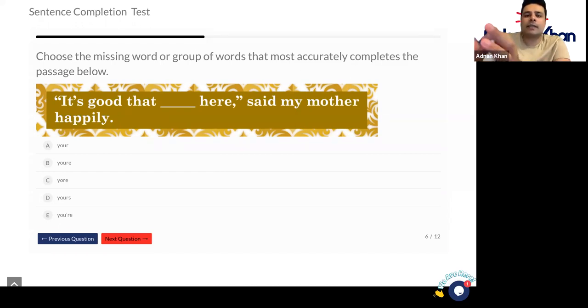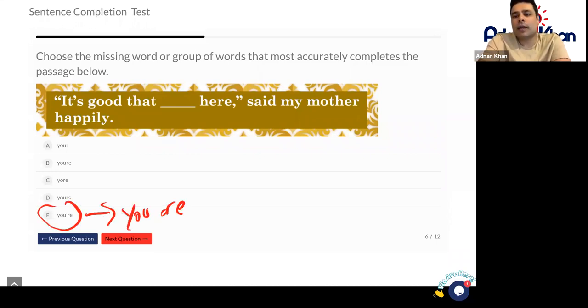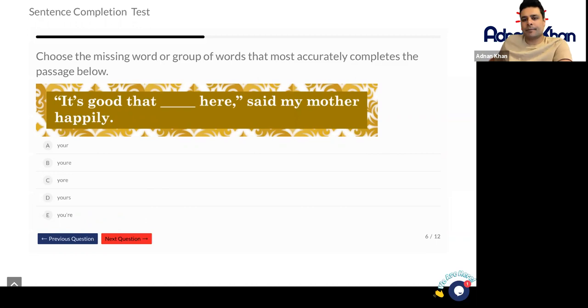So this particular you're that you've chosen, Hamza, that stands for you are. So that will be a very good fit because it's good that you're here, said my mother happily. So the correct you're is the one that we've chosen, which is E. Let's go with that. Thank you, Hamza.